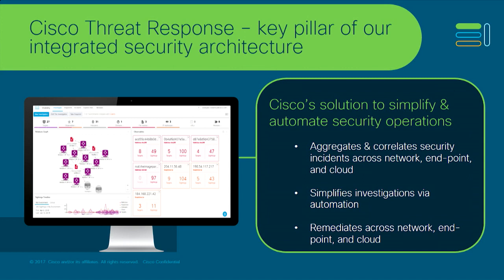Cisco Threat Response is the portal, the window or the lens, if you will, into this unified data set and into these unified response actions. It allows you to aggregate and correlate security incidents, whether they happen at the network, at the endpoint, or in the cloud, or any combination thereof. It simplifies your investigations and automates them to an extent that allows you to remediate much faster at all of these levels. How does this work?